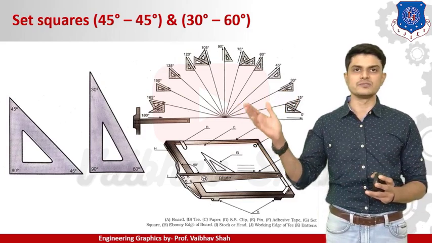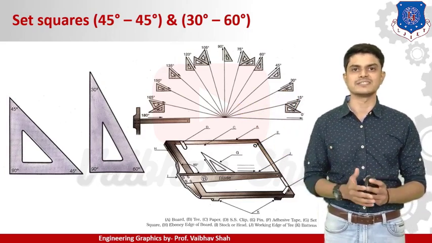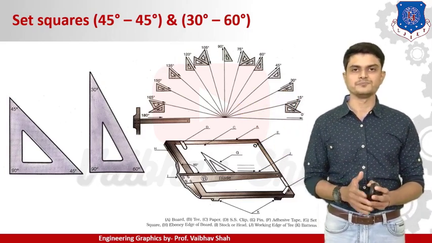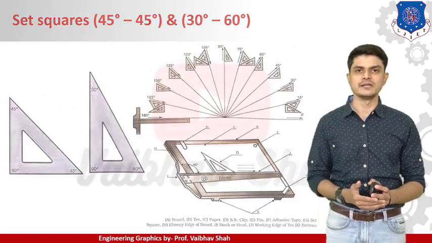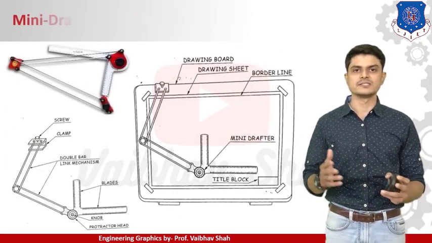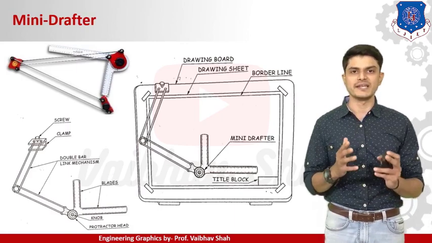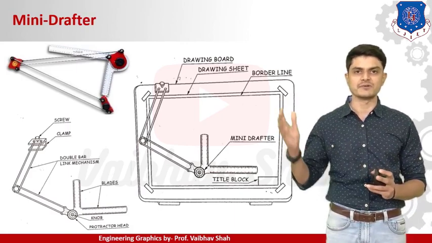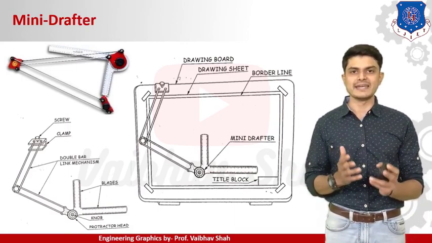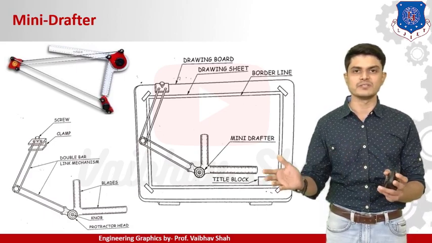So these are the ways you can draw different angles with the help of the set squares alone. Let us move ahead and see our next instrument. This is a very important instrument from an engineering point of view. This is known as a mini drafter. Practically, you can draw any particular angle line with the help of this drafter.